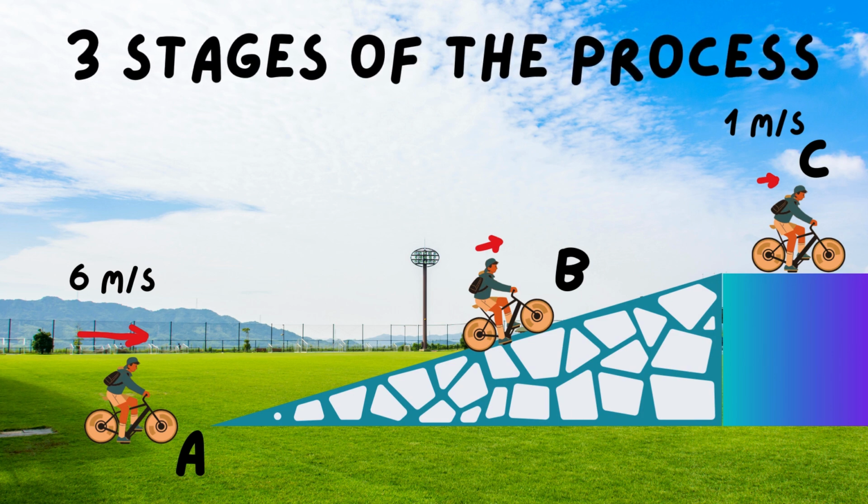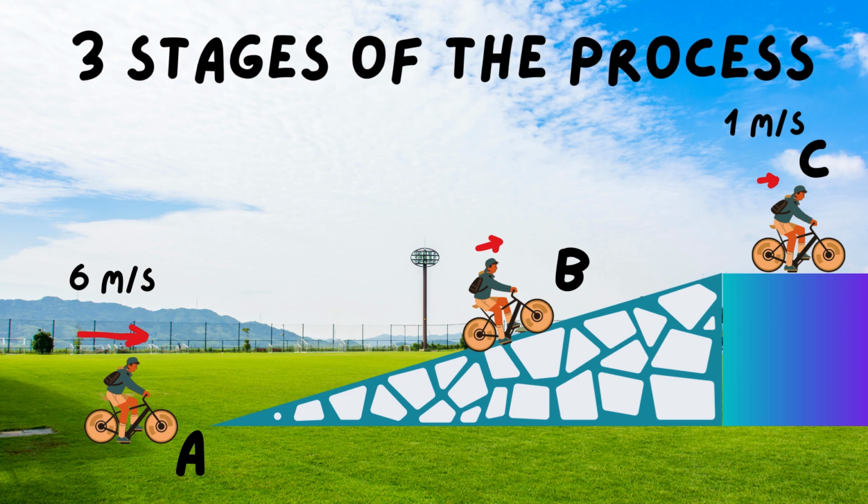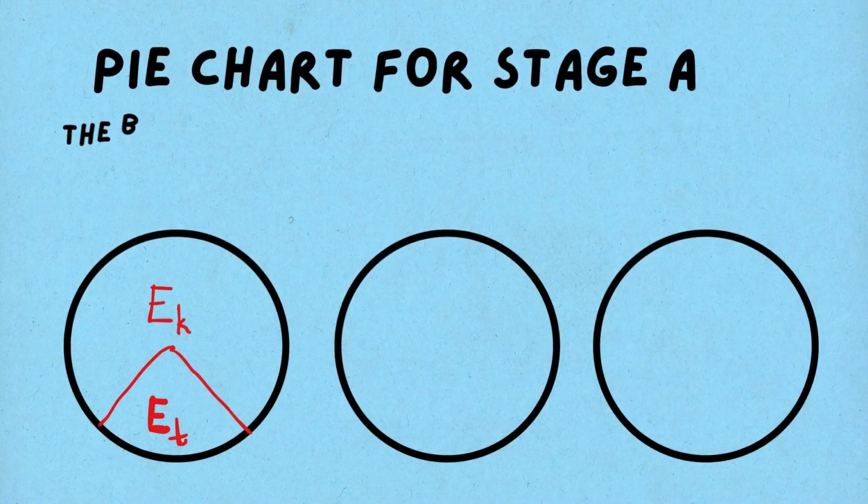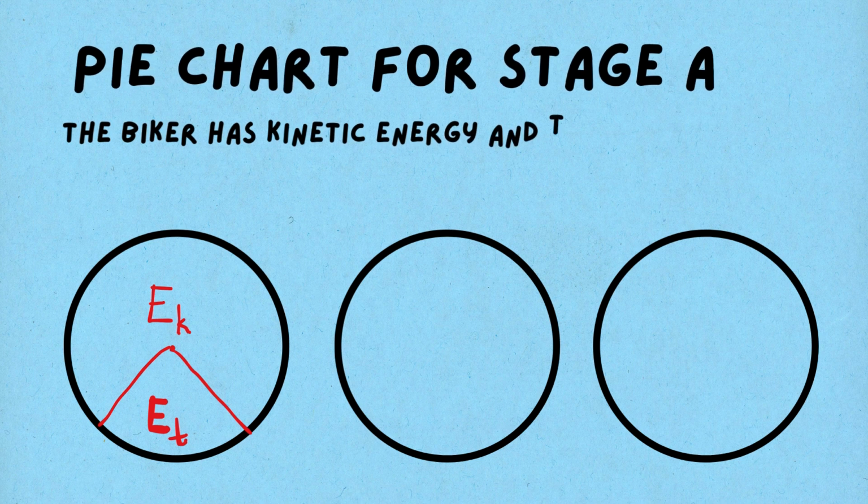Always it's good to have a diagram in front of you when you solve an energy pie chart problem. It does not have to be fancy. It can be as simple as a free body diagram. Here is the pie chart for stage A.